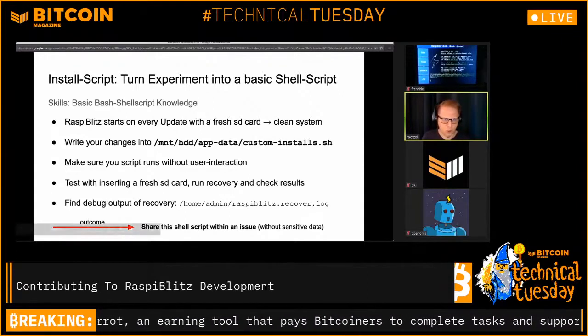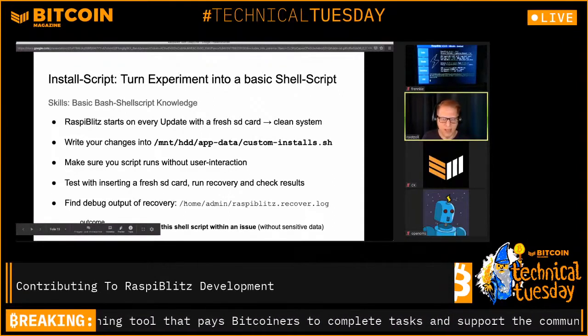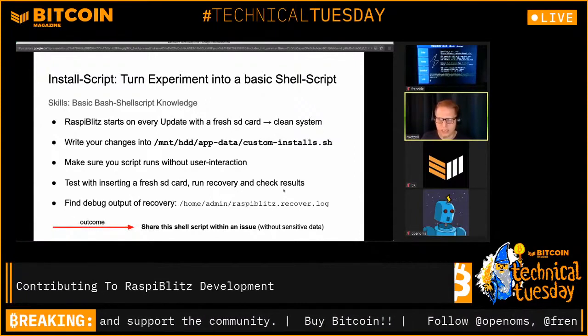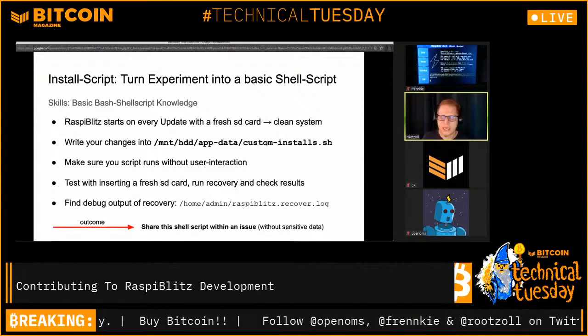If something was not working, you can check out this one file you find after the update if you log in: home admin RaspiBlitz recover.log. This is all the outputs, and you can even do echo outputs or whatever, like here in the custom installs, and then you should see it.